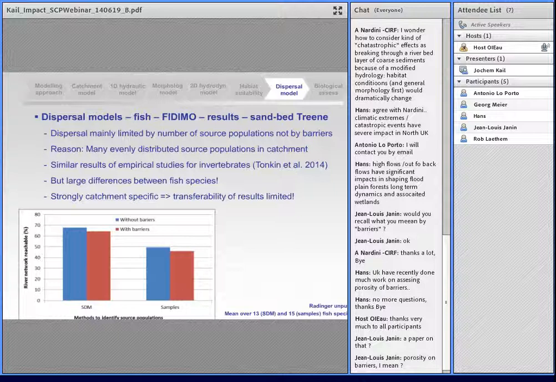Okay, and this also seems like a question for Hans as well, if he's got any papers on the porosity of barriers from the work done in the UK.